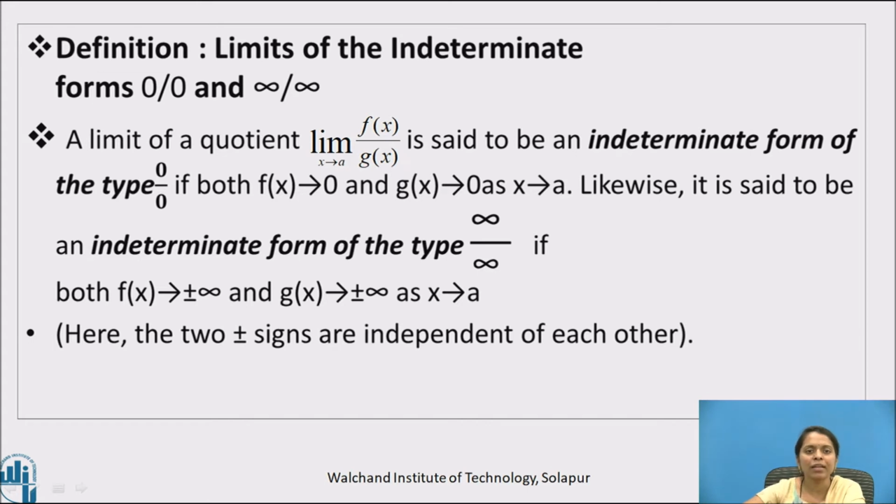Likewise, it is said to be an indeterminate form of the type infinity by infinity if both f of x tends to plus or minus infinity and g of x tends to plus or minus infinity as x tends to a. Here, the two plus or minus signs are independent of each other. So, numerator may be positive, denominator may be negative, any combination you can consider.